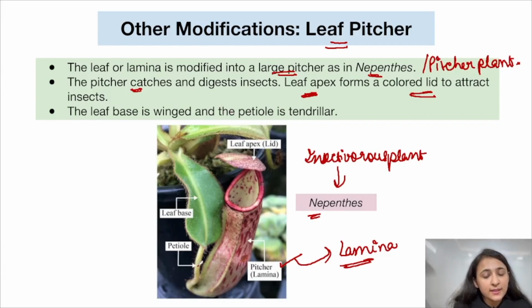The leaf base here is winged and the petiole is tendrilar. Okay, the leaf base is winged. See, this is the leaf base. It is winged. And then there is this petiole, which is tendrilar, a coiled kind of structure. And this is the leaf base. Winged kind of structure is present as a leaf base. See, this looks like a wing. Okay, so this was about leaf pitcher. Please remember this example, very important.